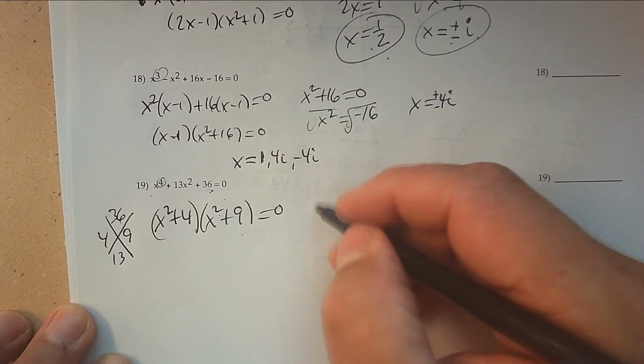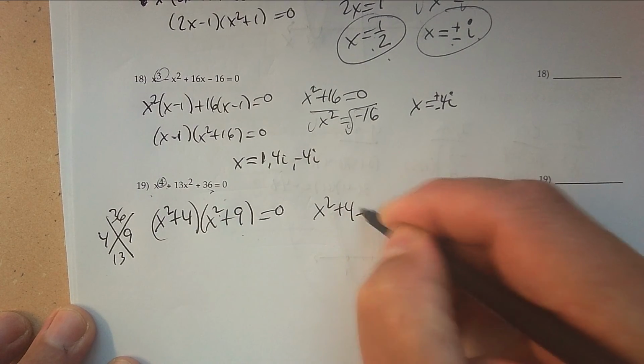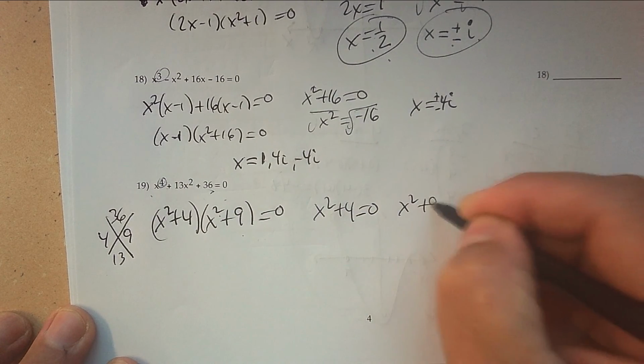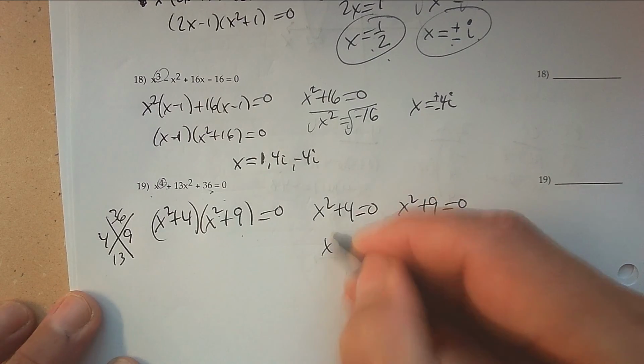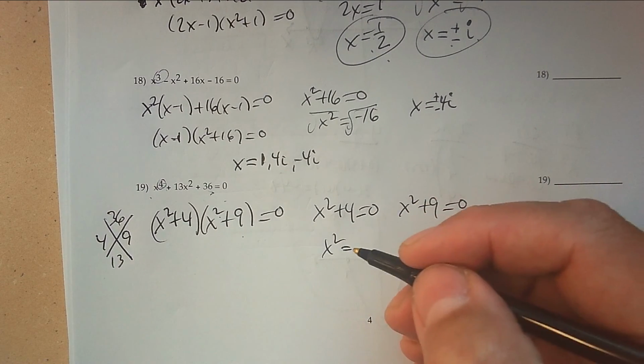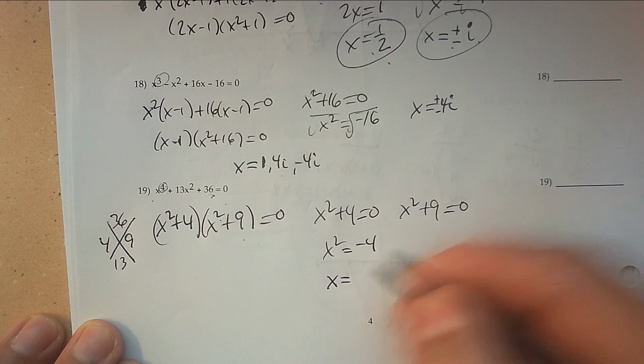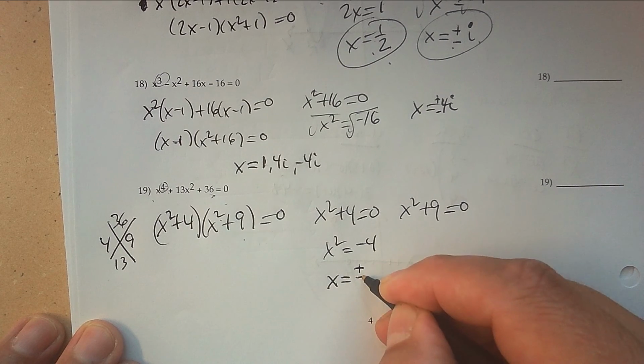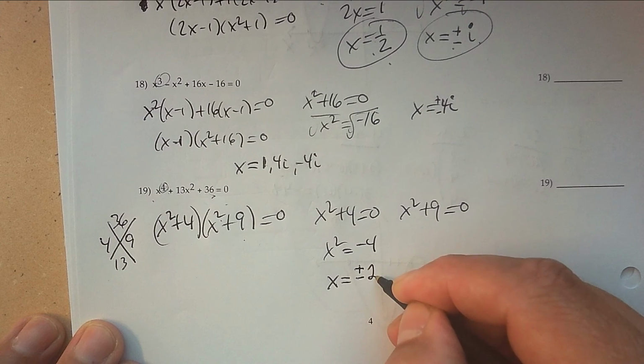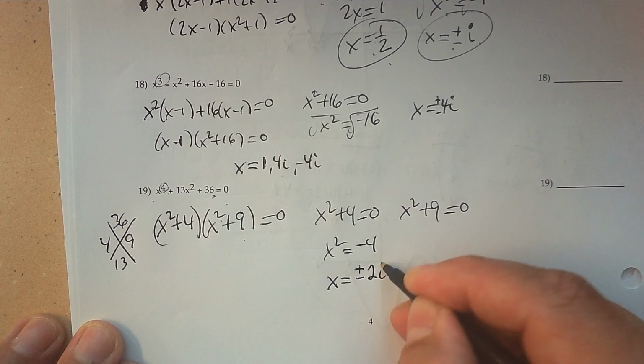Each factor equal to 0. You might recognize that both of these are going to be imaginary. They're not a difference of squares because you're adding. So you're going to subtract 4. When you take the square root, the answer is positive and negative. The square root of 4 is 2. The square root of negative 4 means it's imaginary.